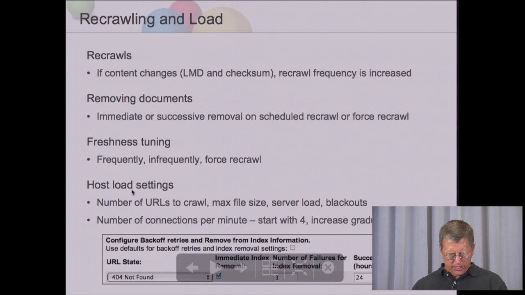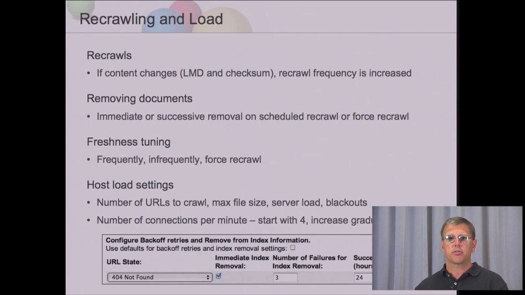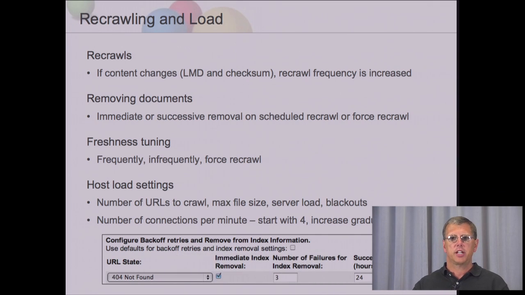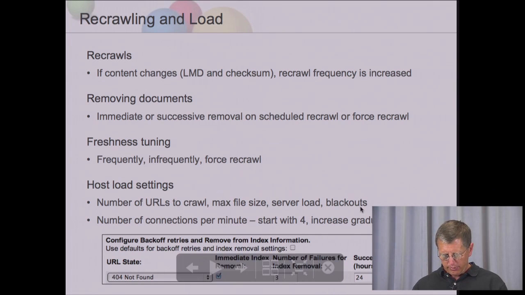We can also specify host load settings, so we can throttle the traffic from our web servers. We can specify the number of URLs to crawl and the maximum file sizes to look at. So if a document is greater than a maximum file size, we don't include it in the crawl, we just skip it. We can also specify server load, so how many connections can be open simultaneously to a web server, and we can specify blackout periods.